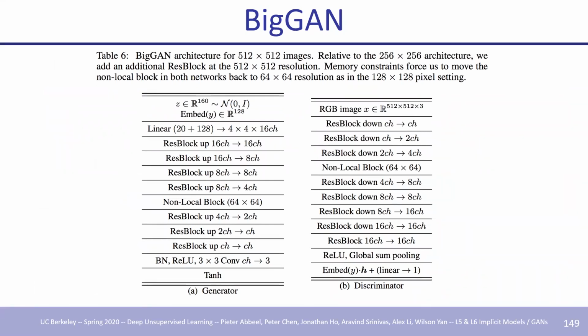And so BigGAN can handle 512 by 512 images. This is the generator architecture, and then this is the discriminator architecture.